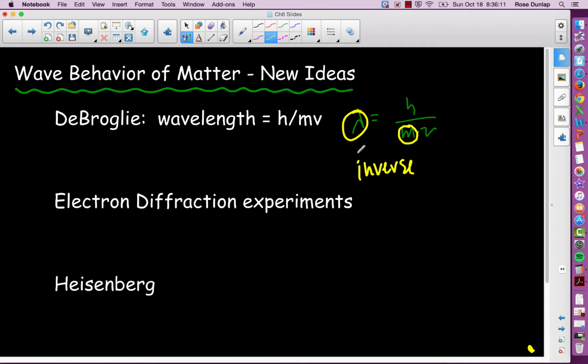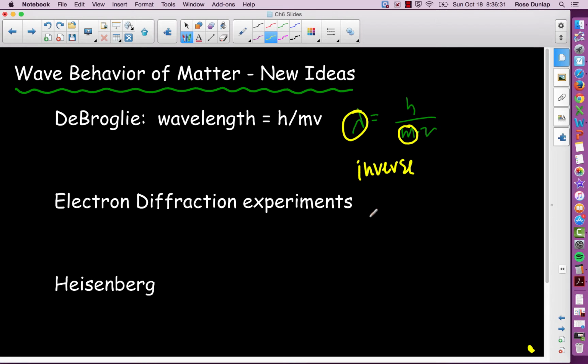eyeballs. But as the mass gets tiny, tiny, tiny, to the point where we're talking about microscopic things, then the mass is small enough that the wavelength actually becomes an issue, in terms of how it moves, what it runs into, and how it interacts with those things.